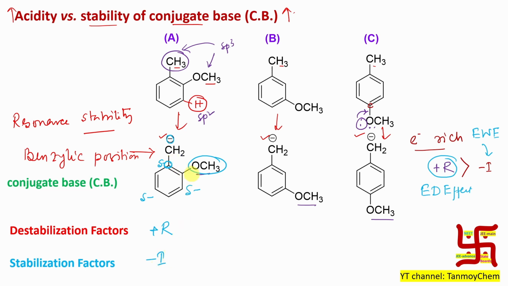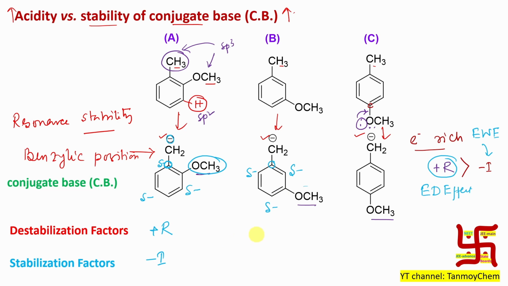and it is closer 1-2 relation. Now if you look at this one, meta one, so in this case the plus R effect because of this OMe group will work here. So you can see this plus R effect is not directly attached to this carbon which is attached to CH2 minus. So in this case the electron delocalization inside this benzene ring will not be that much hampered.